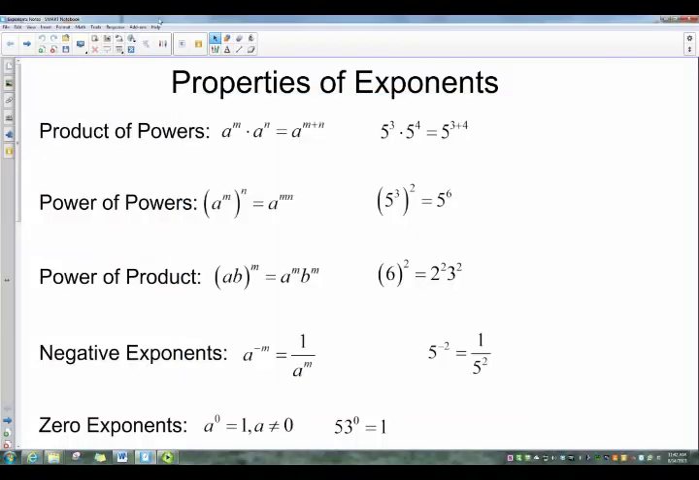Alright, in this video we're going to talk about some of the properties of exponents, and this should be review from Secondary Math 1, but always refer back to this if you need it. So there's a few different properties.